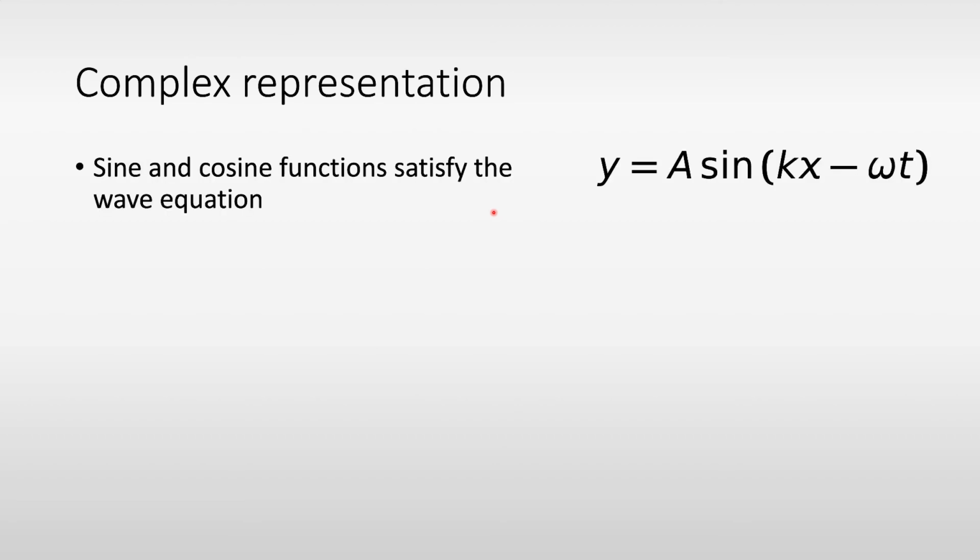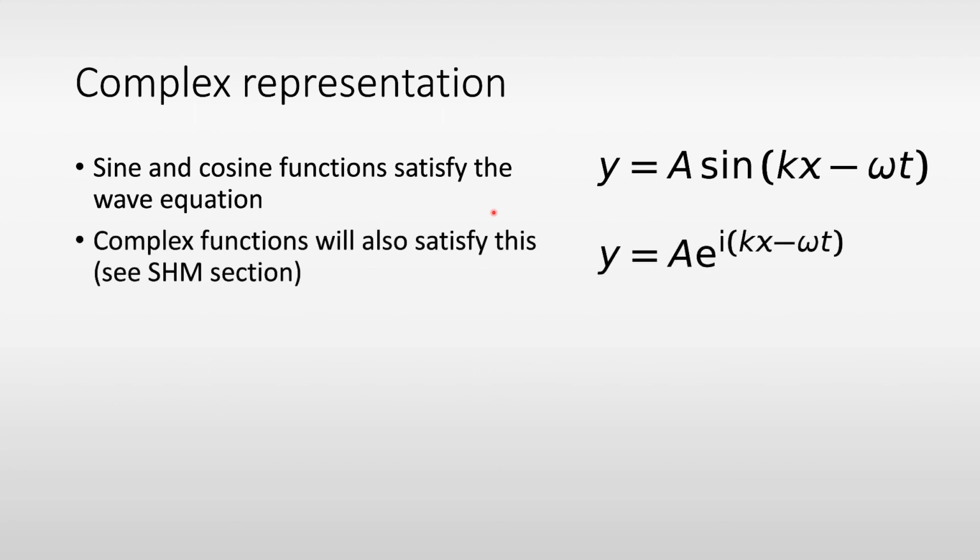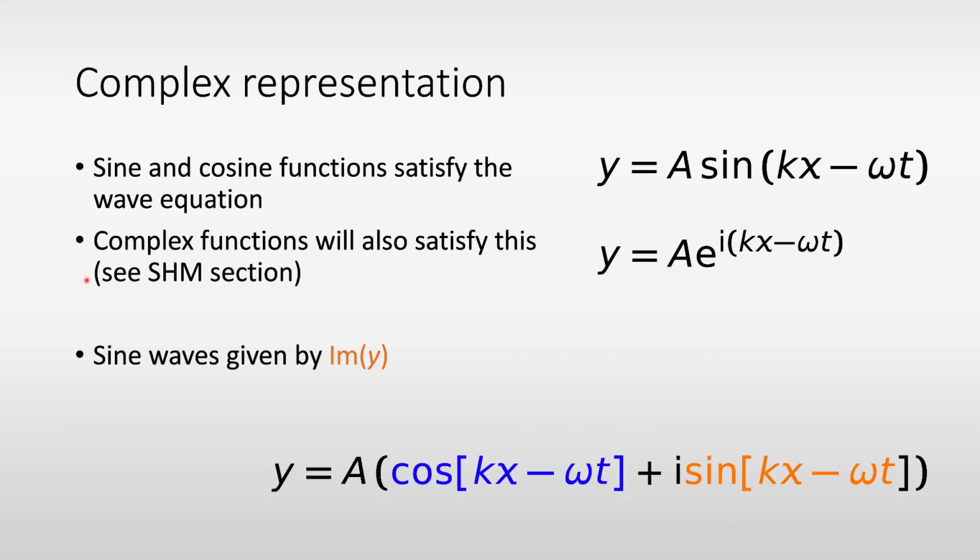Just as with oscillations, we can have a complex representation of a wave. As we said before, the sine and cosine functions both satisfy the wave equation, which must mean that complex functions must satisfy it too. Do go back to the simple harmonic motion section if there's any confusion over this. Sine waves are given by the imaginary component of y, while cosine waves are given by the real component of y. And we'll use this as our ongoing treatment of waves.